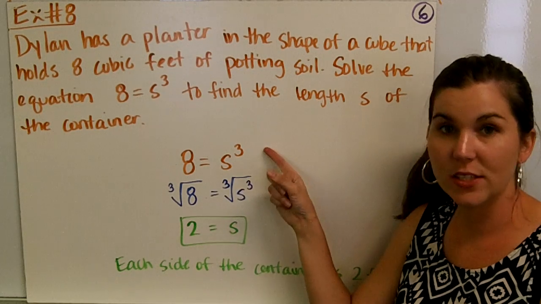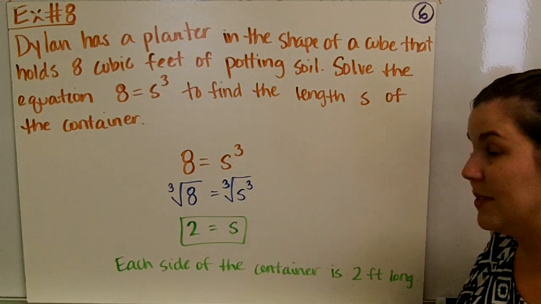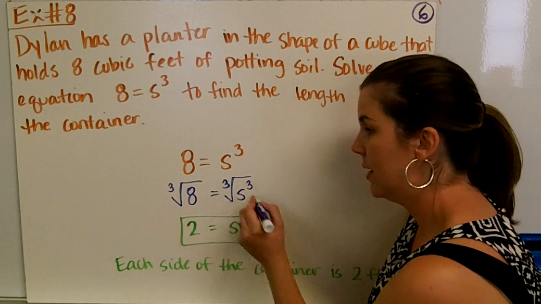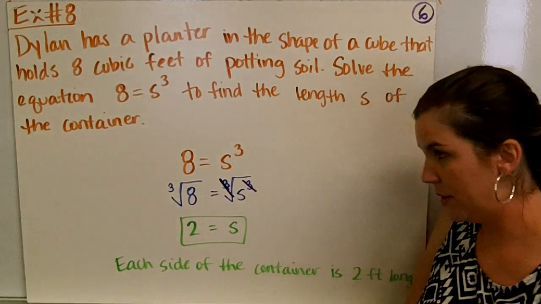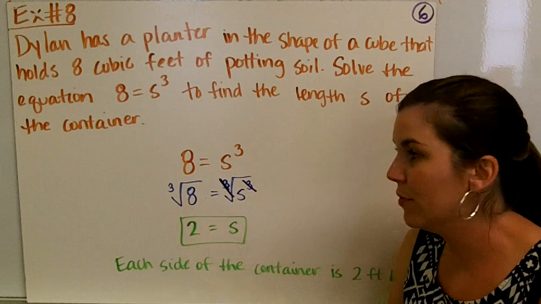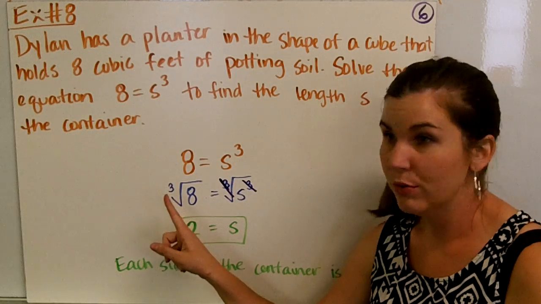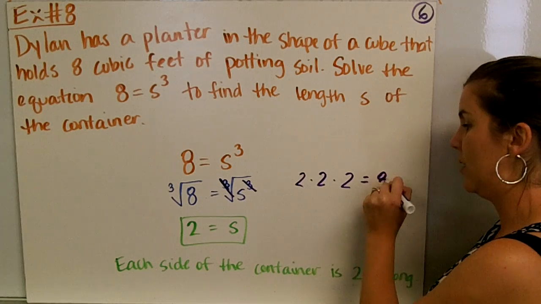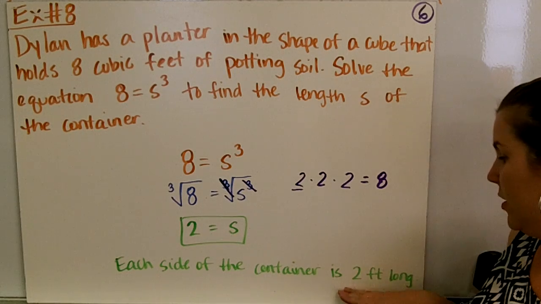If I know this is raised to the third power and I just want to get s by itself, I do the opposite operation. The opposite of cube is cube root. So you take the cube root of both sides. This cube root, that 3 and the radical, and this exponent of 3 disappear, and s is all that remains on the right side. The cube root of 8. You can do this on your calculator, and I'll show you how in class. Or you know that 2 times 2 times 2 gives you 8. So 2 is the cube root of 8. Each side of the container is 2 feet long.